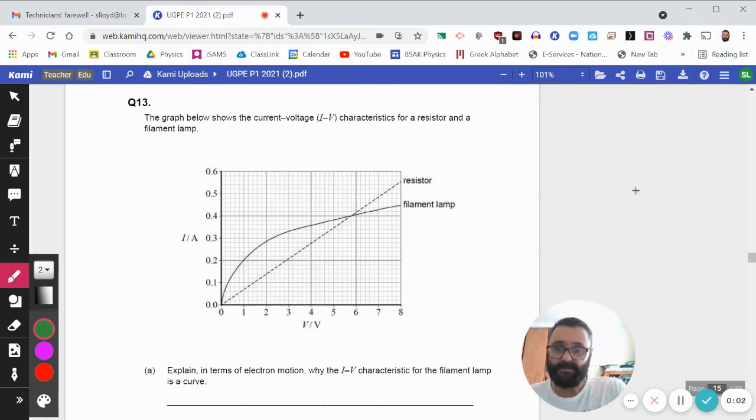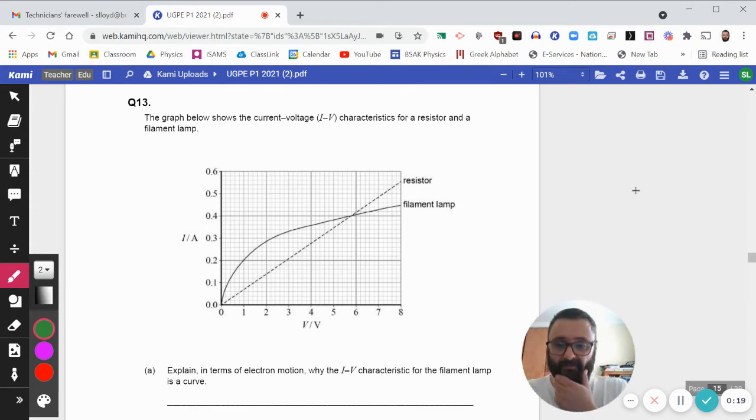Right, question 13. Electric circuits. Okay, should be fairly straightforward. It's a little bit of an unfamiliar situation. Certainly, the graph looks a bit unfamiliar, but it's really GCSE knowledge, to be honest with you.